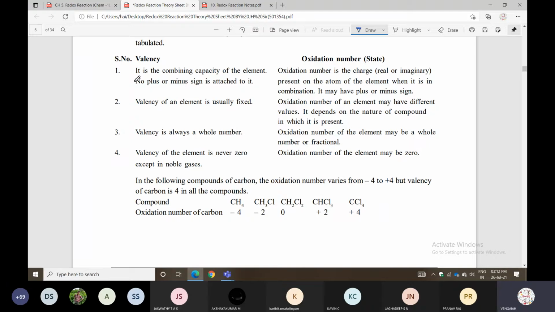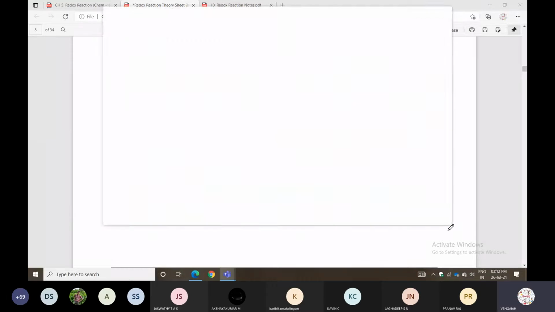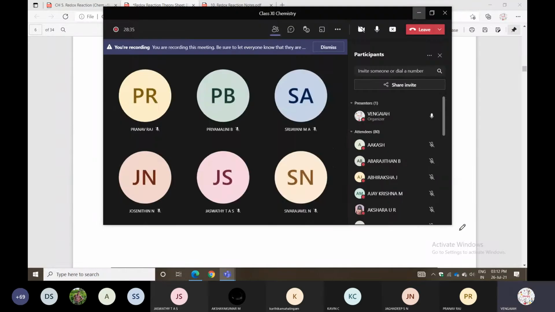Oxidation number is the charge present on the atom of the element when it is in combination. It may have a plus sign or a minus sign. The valency of an element is usually fixed.